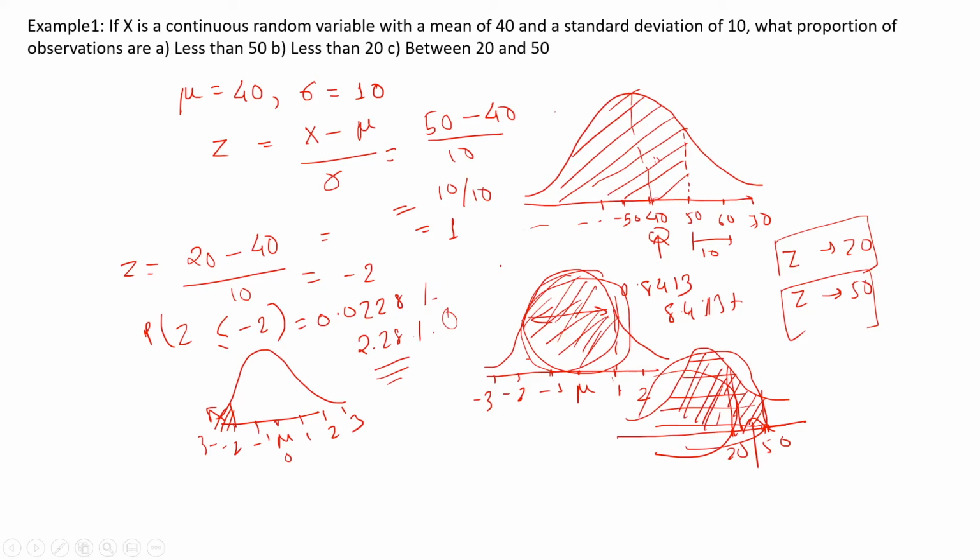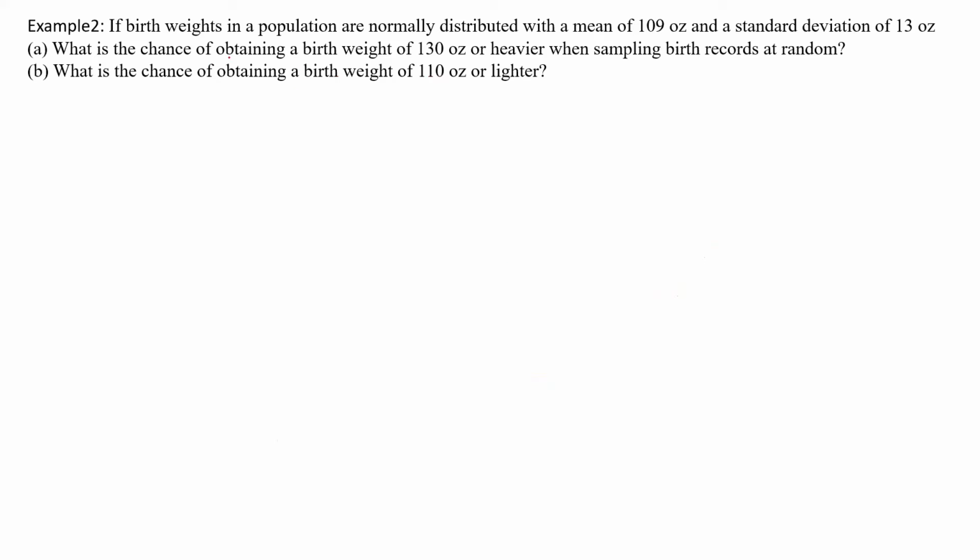Let's take another example. This one. If birth weights in a population are normally distributed with a mean of 109 ounces and a standard deviation of 13 ounces, what is the chance of obtaining a birth weight of 130 ounces or heavier when sampling birth records at random? So the question is saying that we have a population with a mean of 109 and a standard deviation of 13. Now we want to find out the chance of obtaining a birth weight of 130 or heavier when we draw samples at random out of that population.